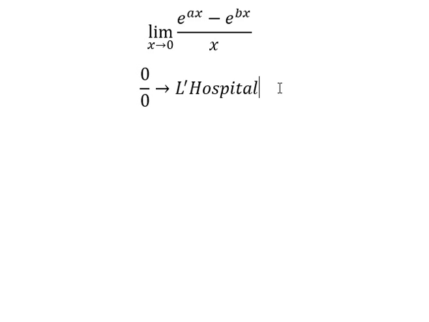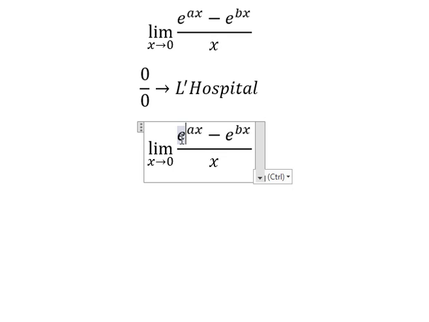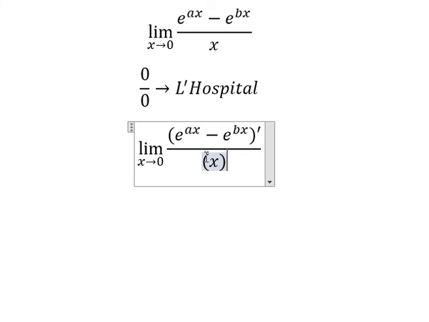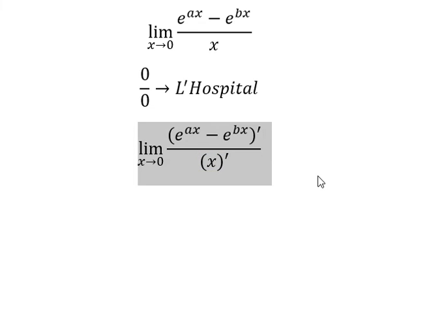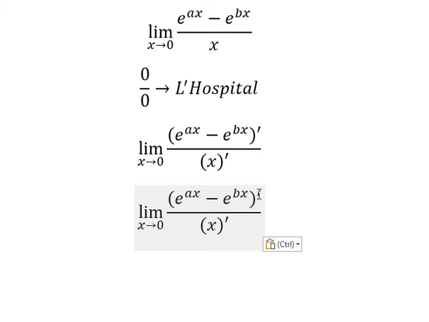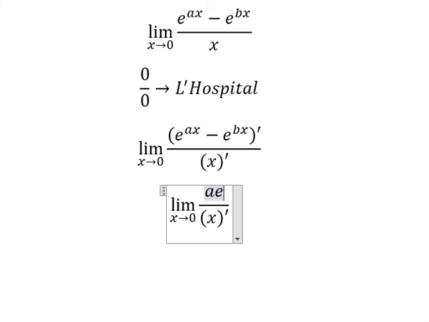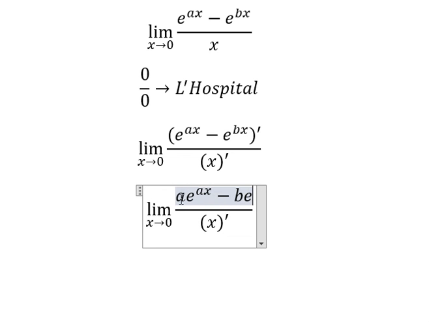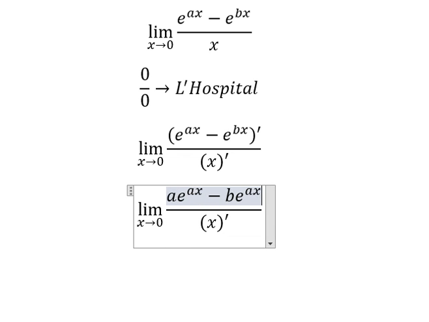That means we need to do the first derivative on the numerator and denominator. So this one we have a e to the power of ax minus b e to the power of ax. This one we have number 1.